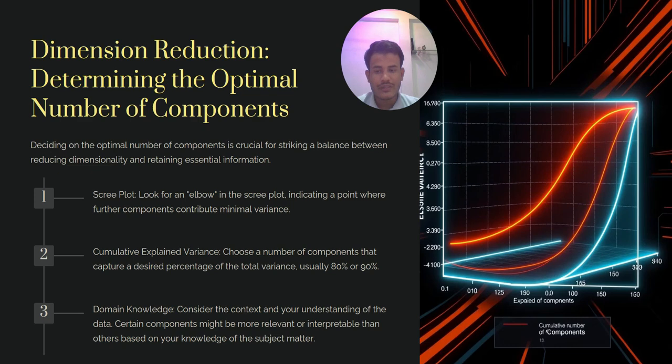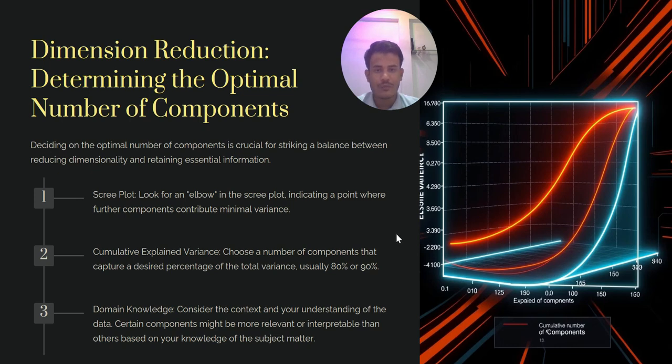Second is cumulative explained variance. Choose a number of components that capture a desired percentage of the total variance, usually 80% or 90%. Third, domain knowledge. Consider the context and your understanding of the data; certain components might be more relevant or interpretable than others based on your knowledge of the subject matter. So you can see the graph here. It shows the scree plot and the cumulative explained variance.